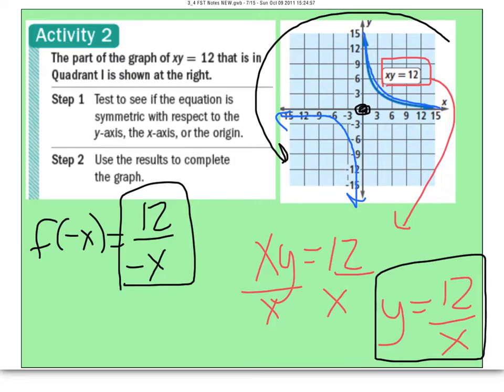So they're saying, well, wait a second, this is the original graph. If it rotates at the origin, the opposite of the original graph should happen, which would be negative of that. Well, negative 12 over x is the same as 12 over negative x, because you can move the negative to the bottom of the fraction if you want. So this mathematically proves it rotates at the origin.